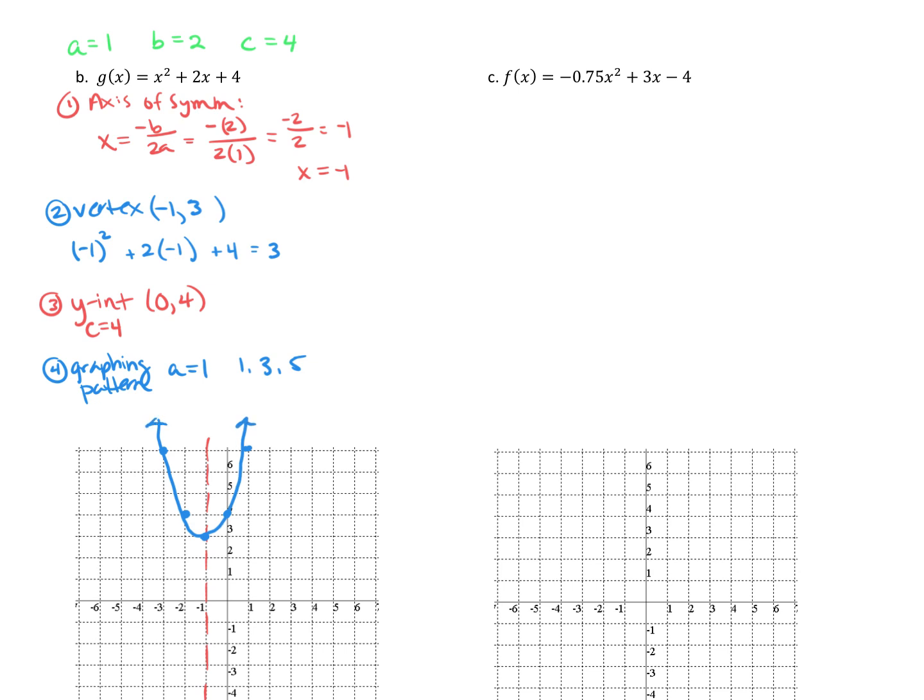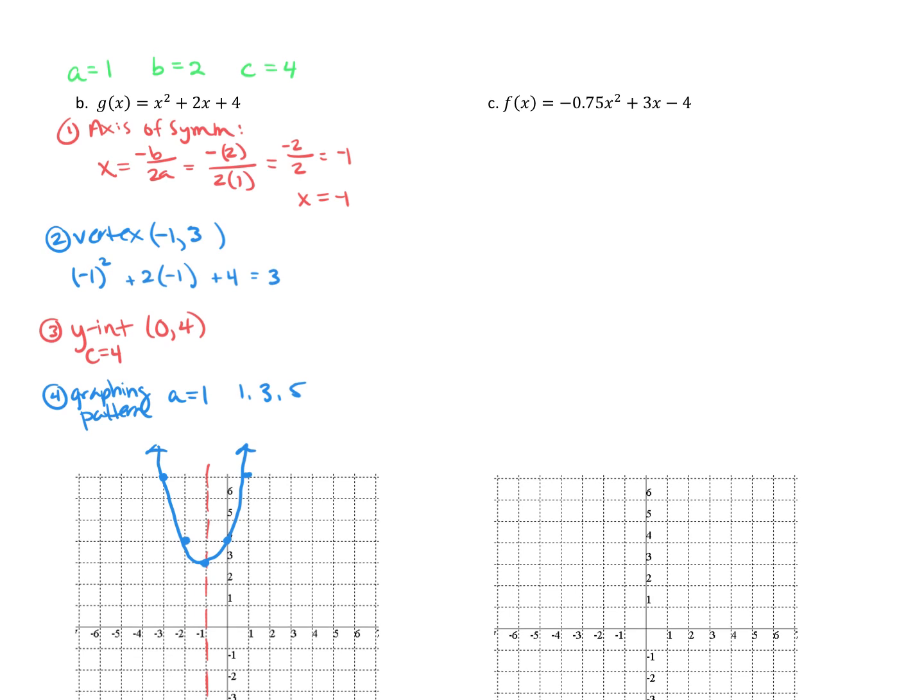All right, last one. First, let's identify our a, b, and c. Our a value is the coefficient of x squared, so negative 0.75. Our b value is the coefficient of x, which is a 3. And our c value is the constant term on the end, which is a negative 4.